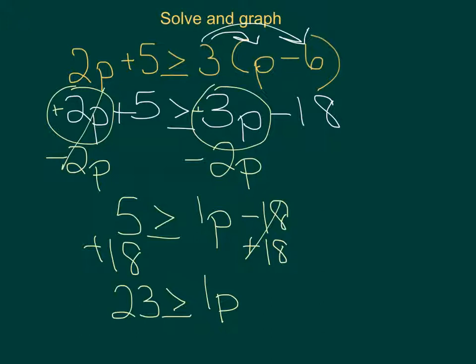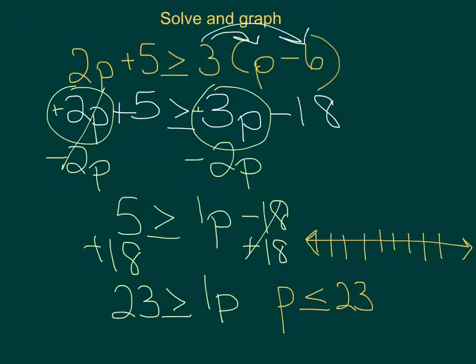So now I would be able to graph this. I'm going to flip it around and say that p is less than or equal to 23. So I have my graph. I plot some of my lines to signify my numbers. I make my positive 23. It's going to be a closed circle because it includes 23, and then it's all the numbers less than or to the left of 23.